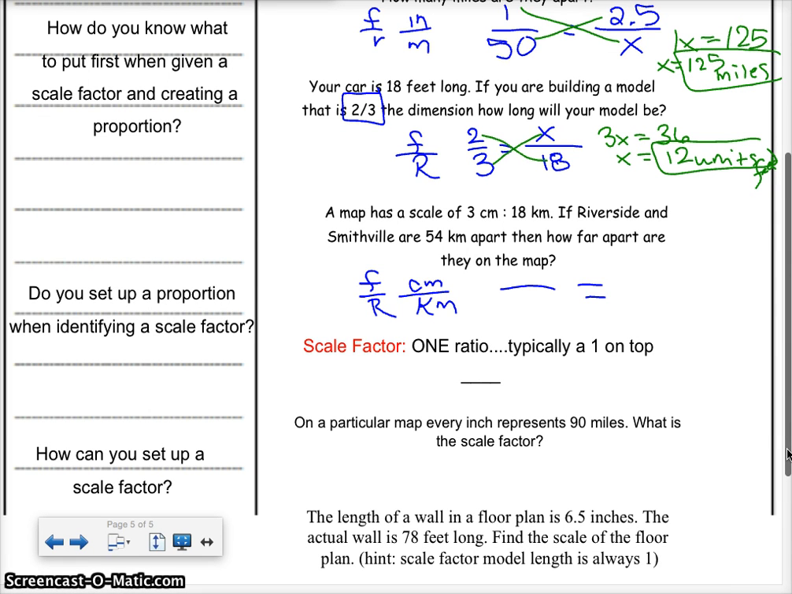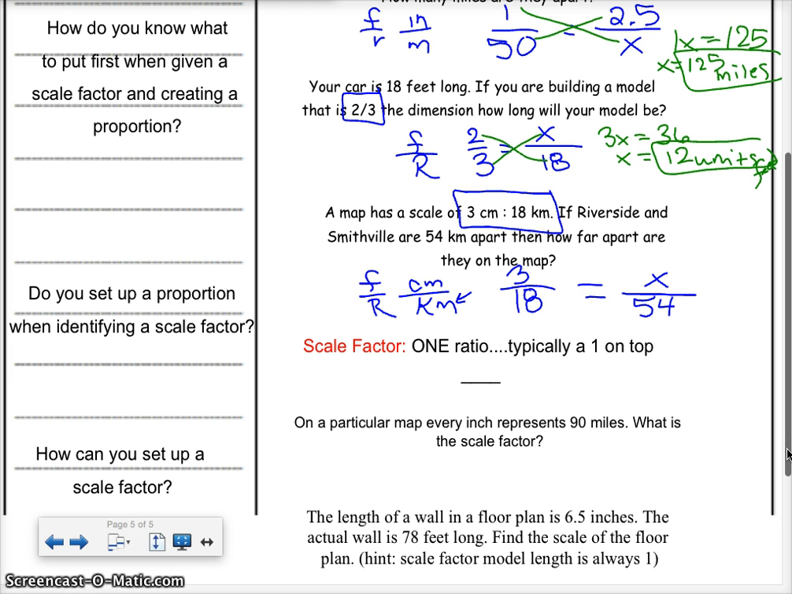All right, so that just took up some of my time. No problem. Here's my scale factor that always goes to the first ratio. 3 is to 18. They are 54 kilometers apart. Good thing I write down what I'm comparing on my ratio, because I just put that 54 right down at the bottom with my other kilometer.